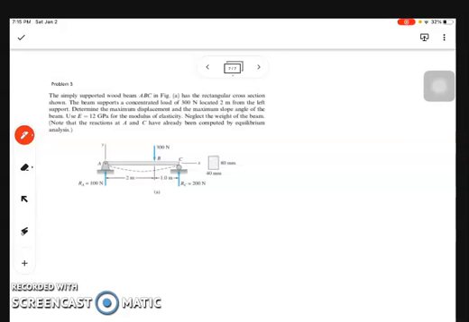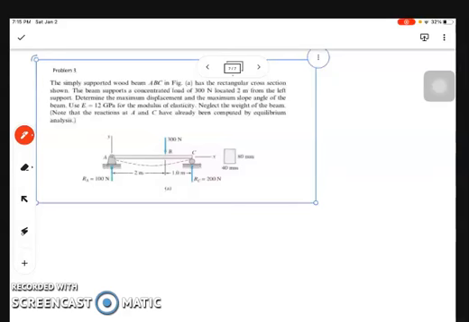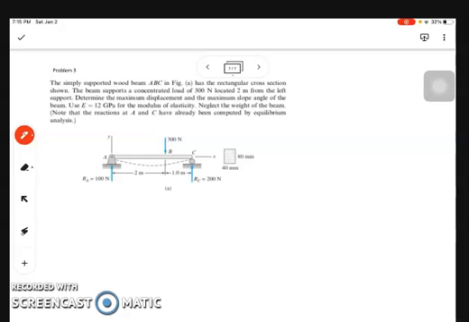Neglect the weight of the beam and take note that the reactions at A and C have already been computed by equilibrium analysis. So we have here our illustration, our figure. We have a support at point A, which is a simple support. At point C, that is a roller. We have a reaction at point A which is 100 Newton, and at point C is 200 Newton. We have the cross section of the beam, which is 40 by 80 millimeters, and we're given the modulus of elasticity, which is 12 gigapascal.